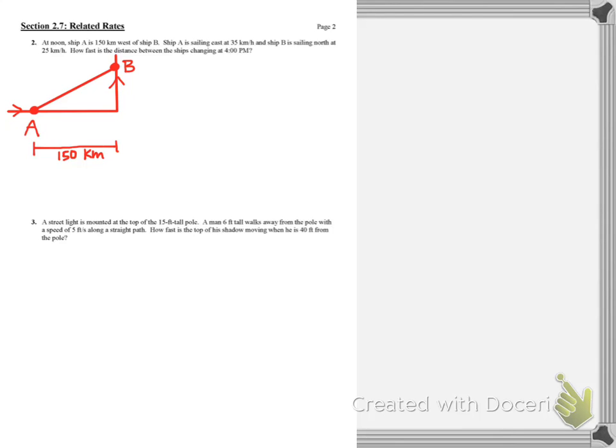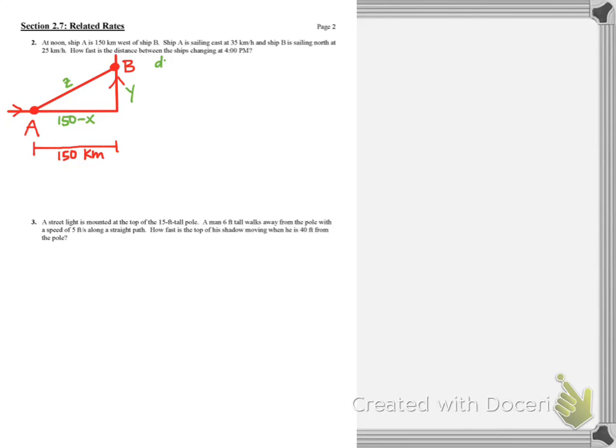Now we need to start identifying our rates and setting up our variables. So I will call this y. This is 150 minus x, and we'll call that z. The reason I'm doing 150 minus x is we know that ship A is 150 kilometers away. So if x is how far it travels, it will be cutting into the 150 kilometers.